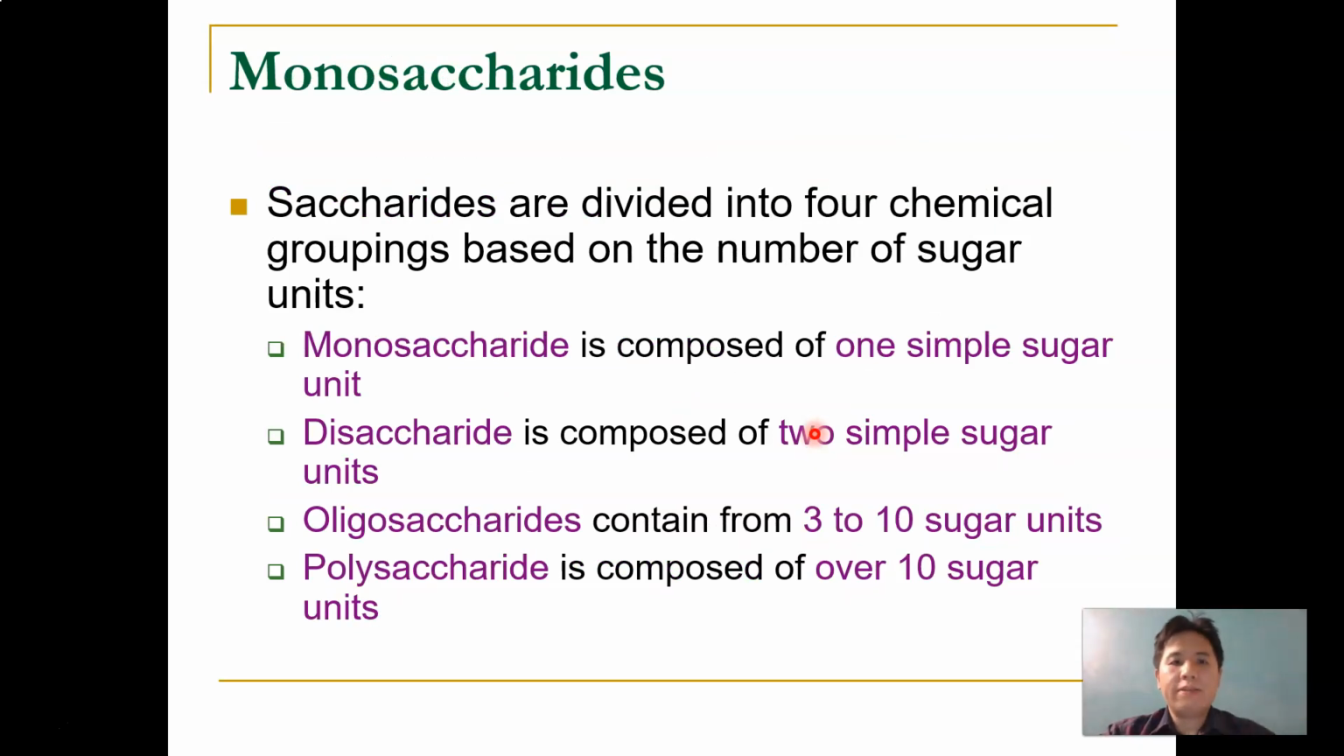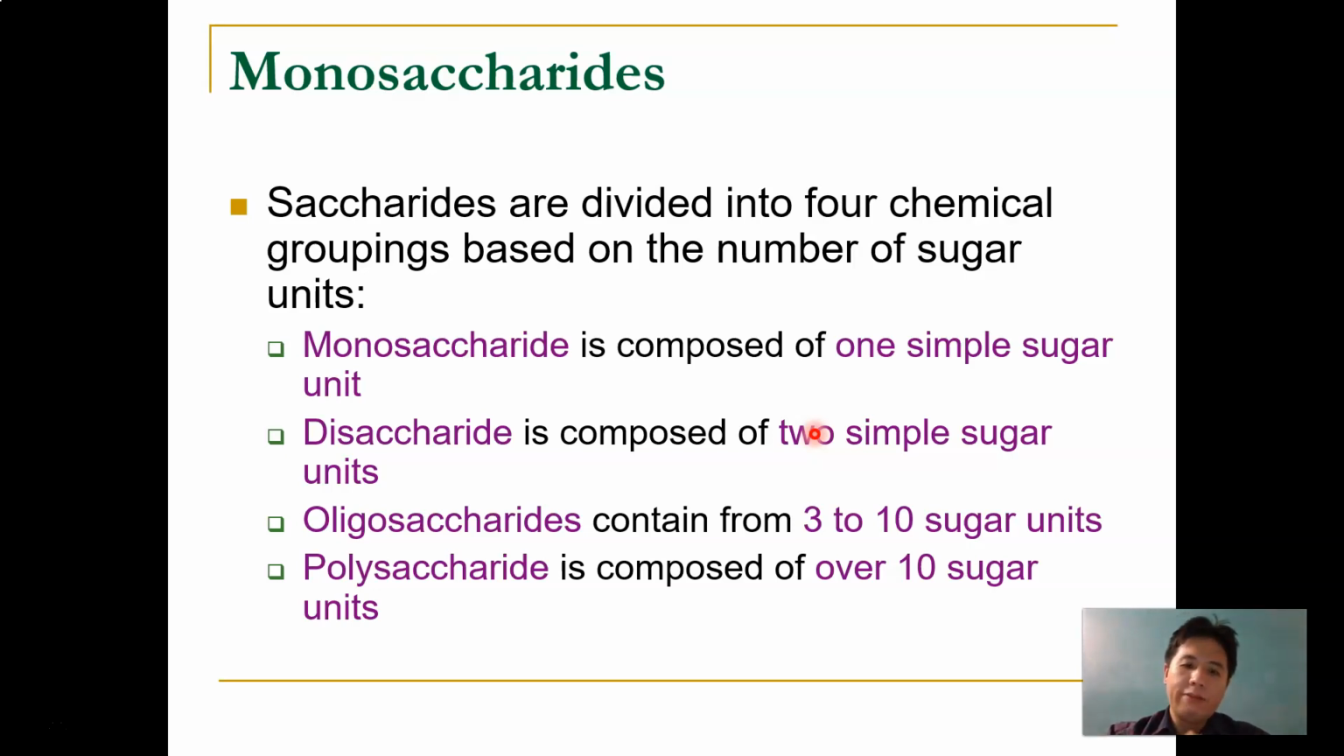Saccharides are subdivided into four different groups based on size. Monosaccharide is the simplest form. It is composed of one sugar unit. When you have two sugar units bonded together, then it's a disaccharide. When you have 3 to 10 sugar units, it's an oligosaccharide. And when over 10 sugar units, it's considered a polysaccharide.